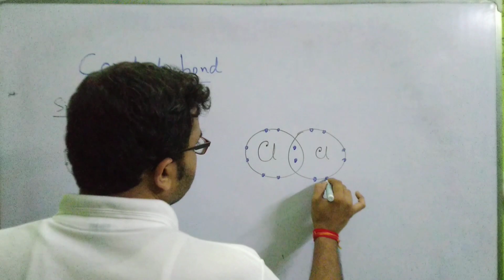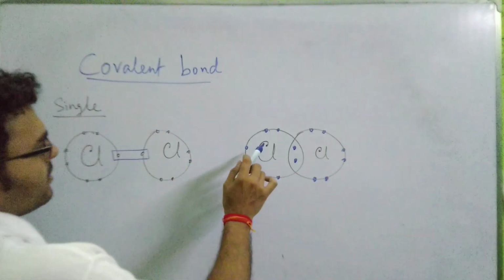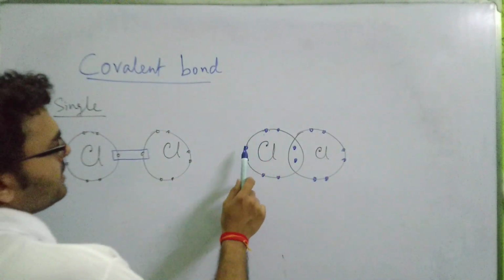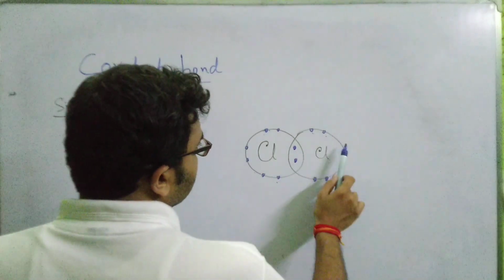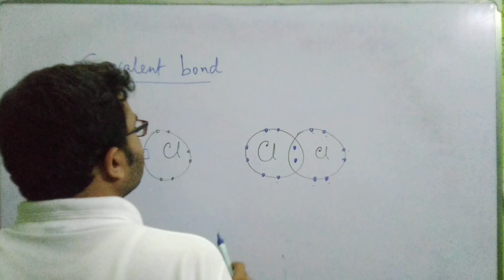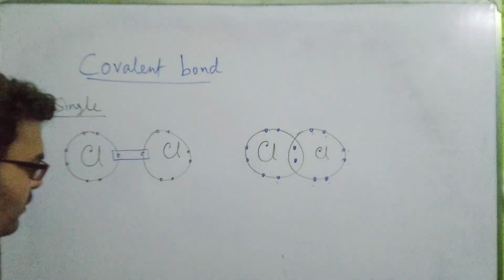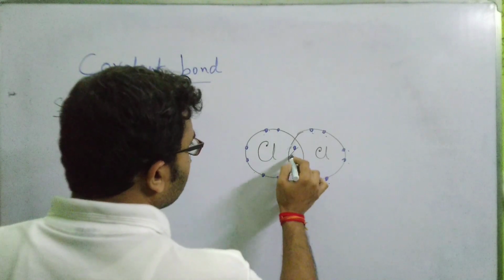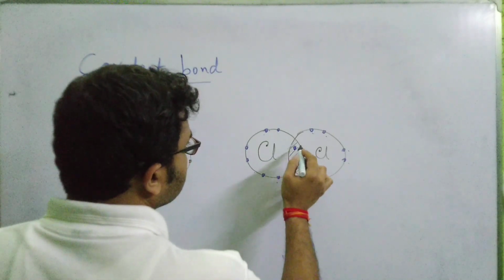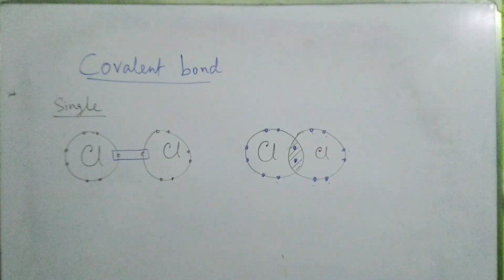Now if you consider both the atoms, this chlorine atom has 1, 2, 3, 4, 5, 6, 7 and 8 electrons. Also this chlorine atom has 1, 2, 3, 4, 5, 6, 7 and 8. So both the chlorine atoms now have 8 electrons, but they have not individually given up an electron or accepted an electron from any other. They have just shared the electrons. By sharing one pair of electrons, they form a single covalent bond.